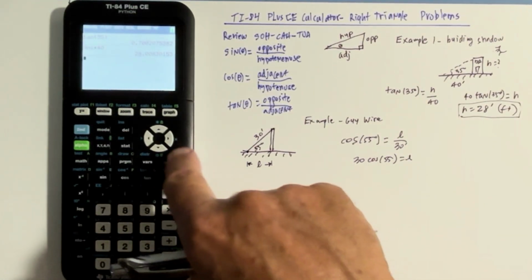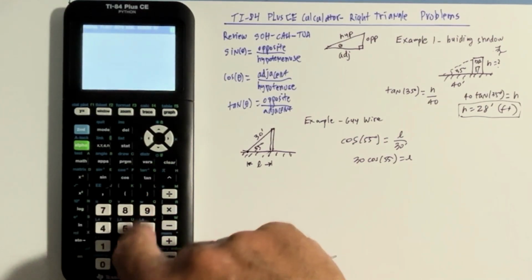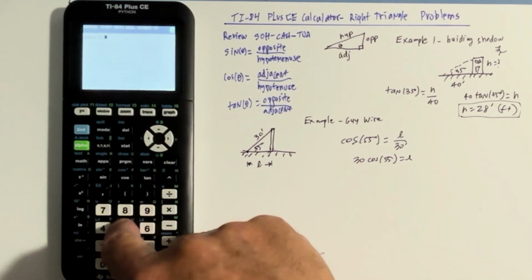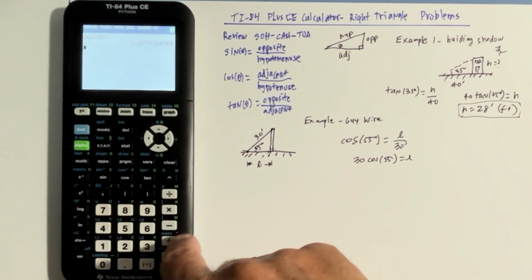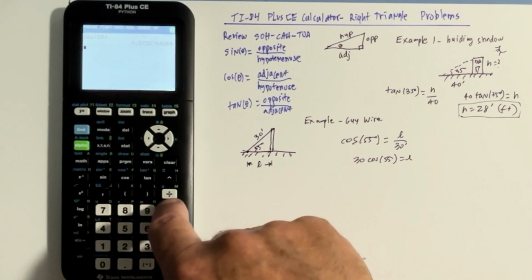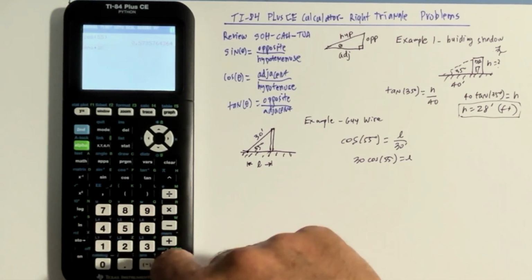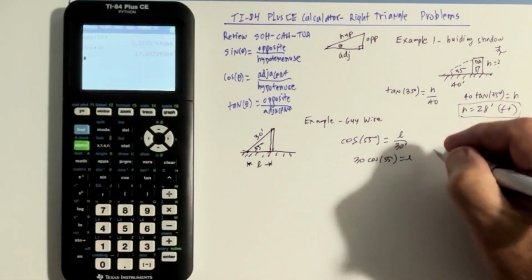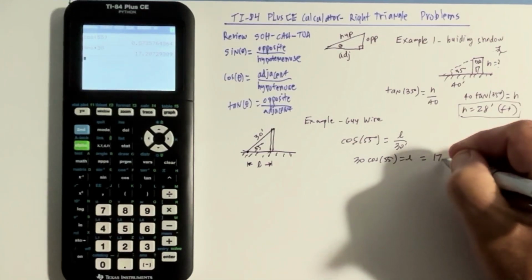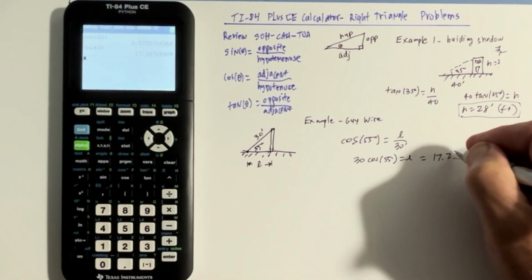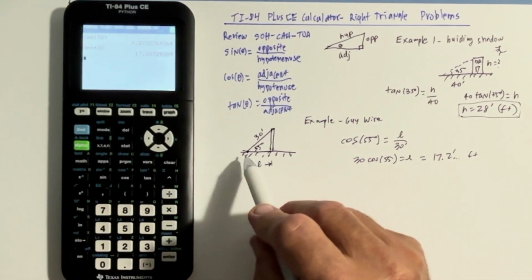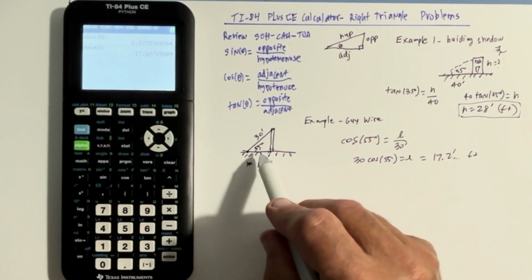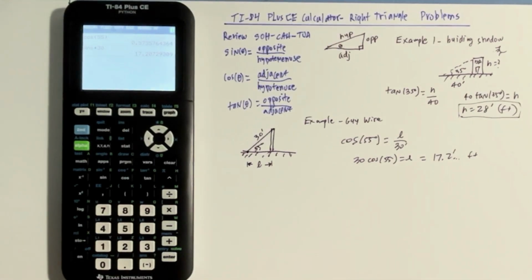Make sure our calculator's on, clear it. We're going to do the cosine of 55, close parentheses, enter, 0.573, times 30, enter. So that's going to be 17.2 feet. So we know that we need to be able to at least go out 17 feet before we can put this guy wire in place.